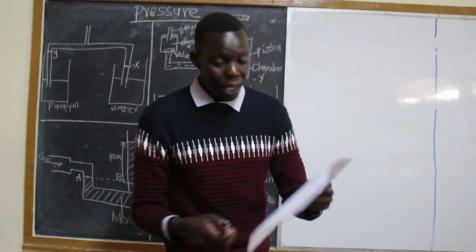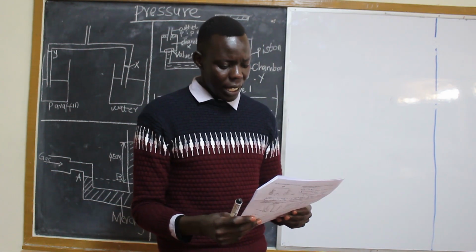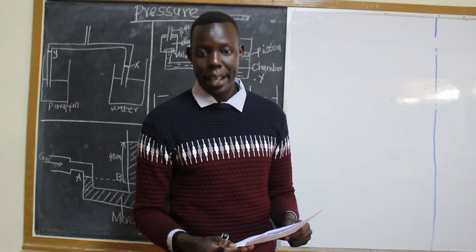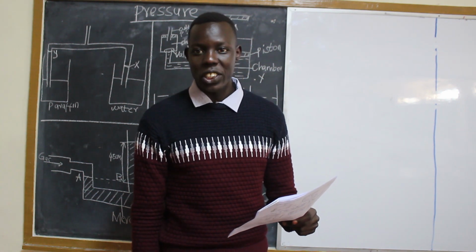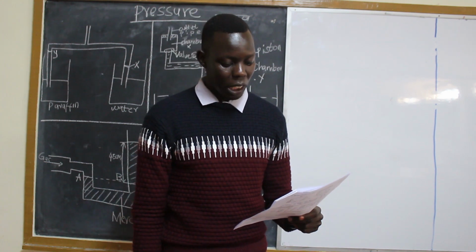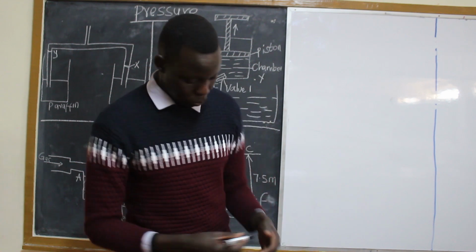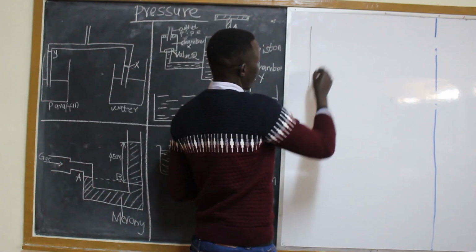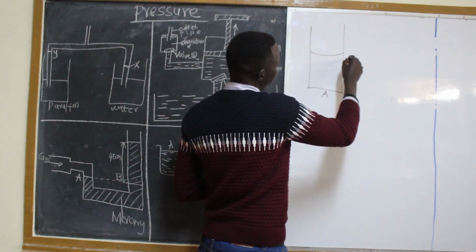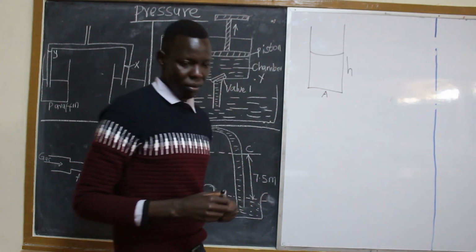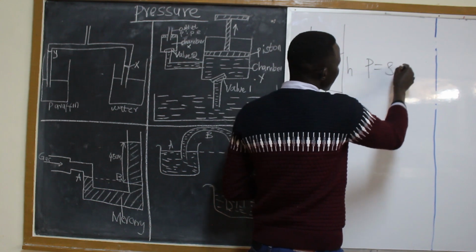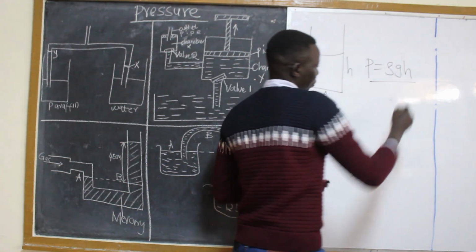A very nice question here. It's a question that requires us to derive. Given that a container has a cross-section area of A and contains liquid of height H, whose density is rho, show that the pressure due to the liquid column is given by rho G H. For example, we have this liquid container, cross-section A, then the liquid is of height H. We need to show that.